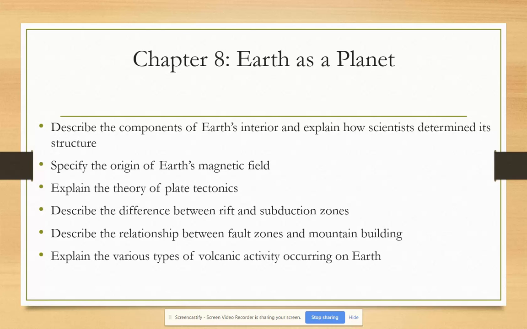Relationship between fault zones and mountain building. Fault zones are places where you have cracks in the earth. Mountain building is when you have something like the subduction here. It causes stress out here in the continental plate. It causes it to fold. And the crumple zones are mountains.